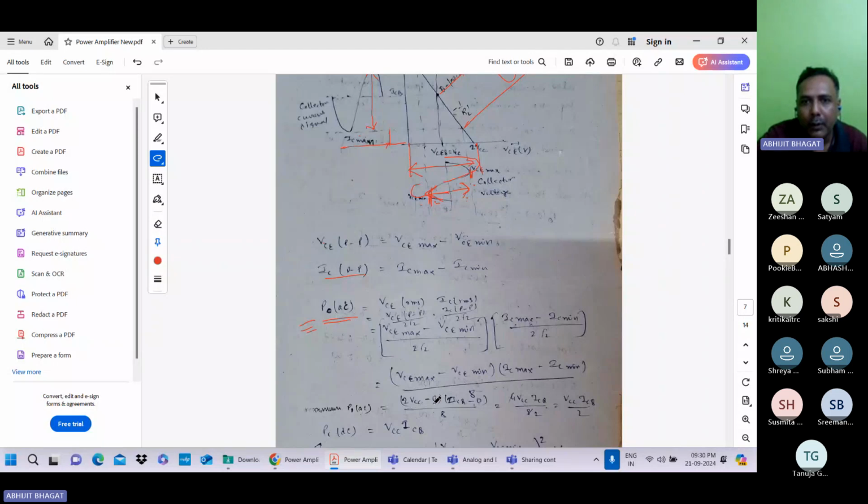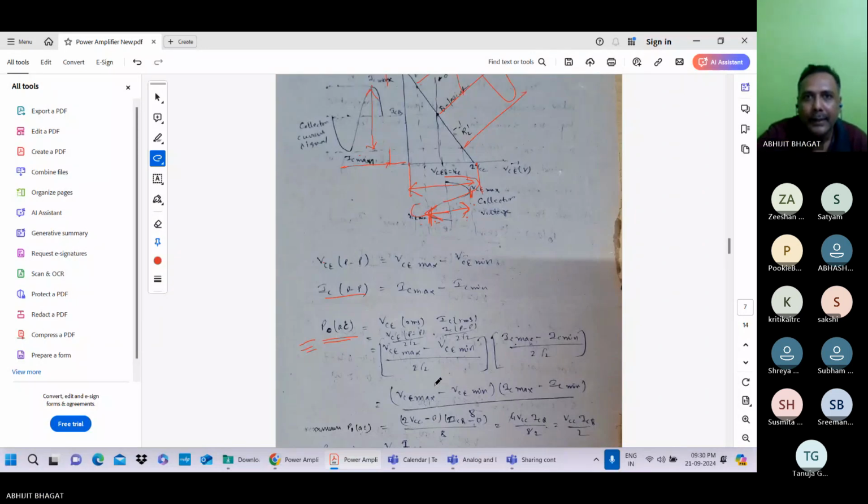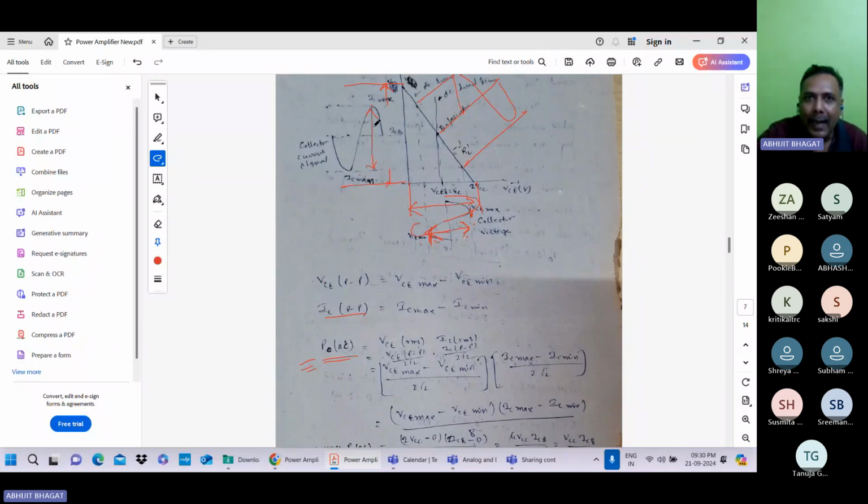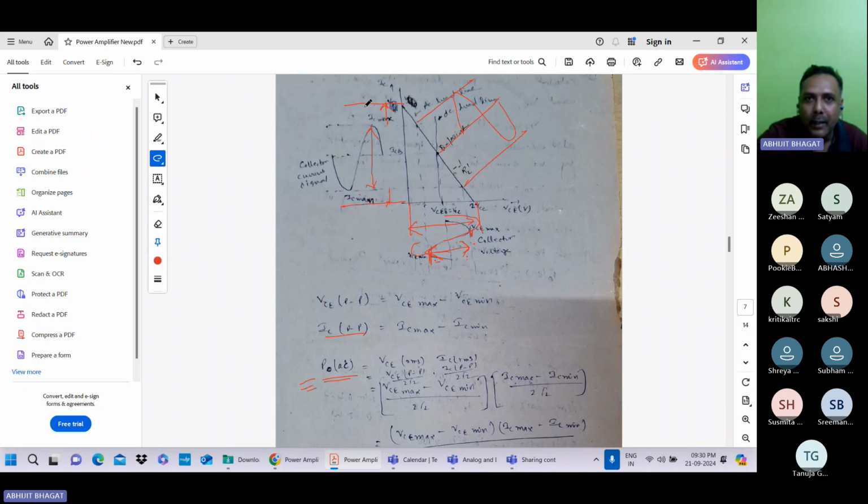So it is reached to 0, you put the 0. Same for the current. This IC max is reached to this point and IC min is reached to this point. Now this IC max is reached to this point. That means ICQ is the middle of this axis, middle of this line. So this point is 2 ICQ.